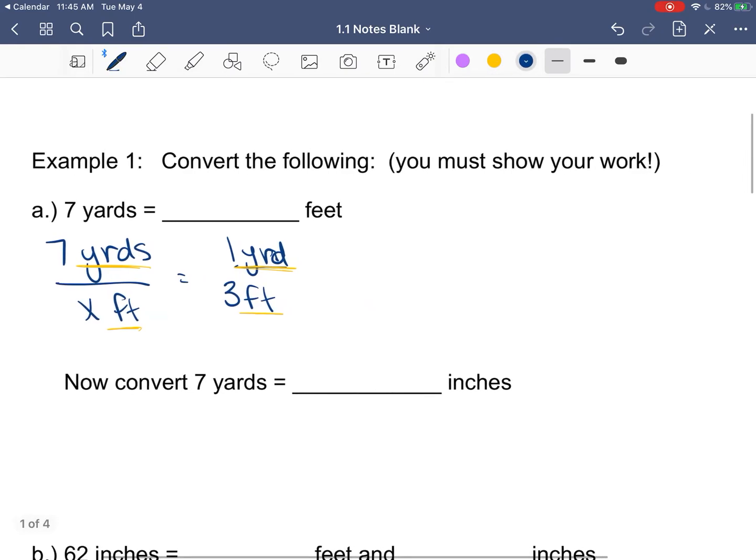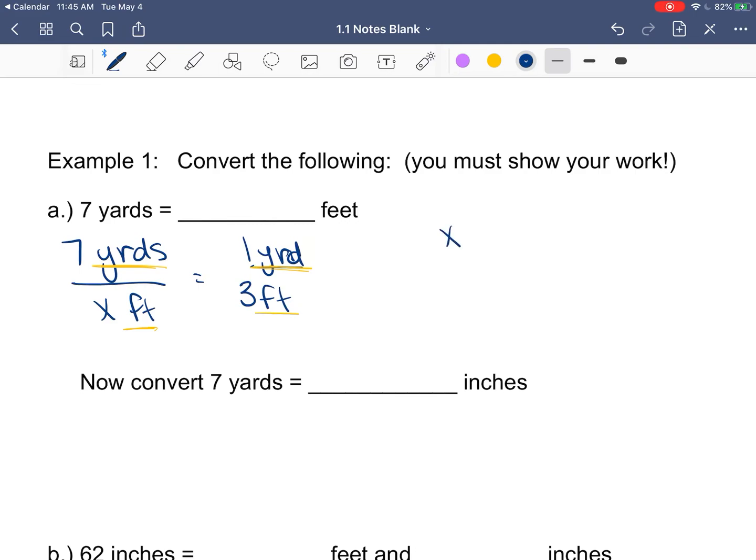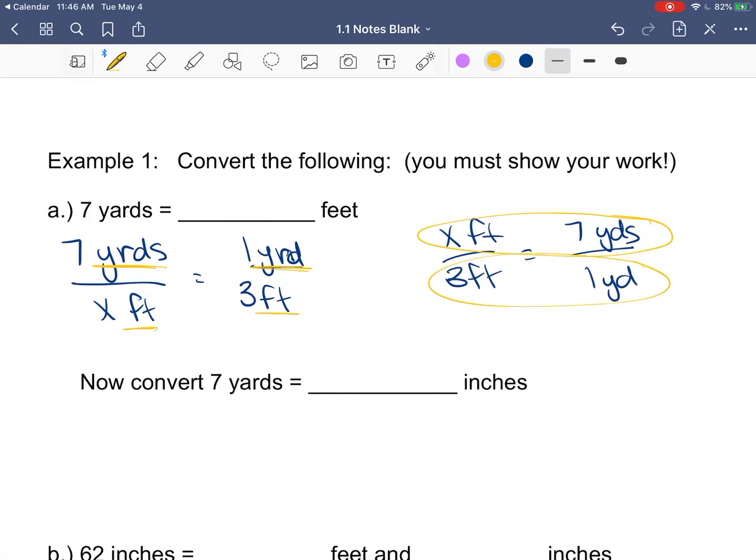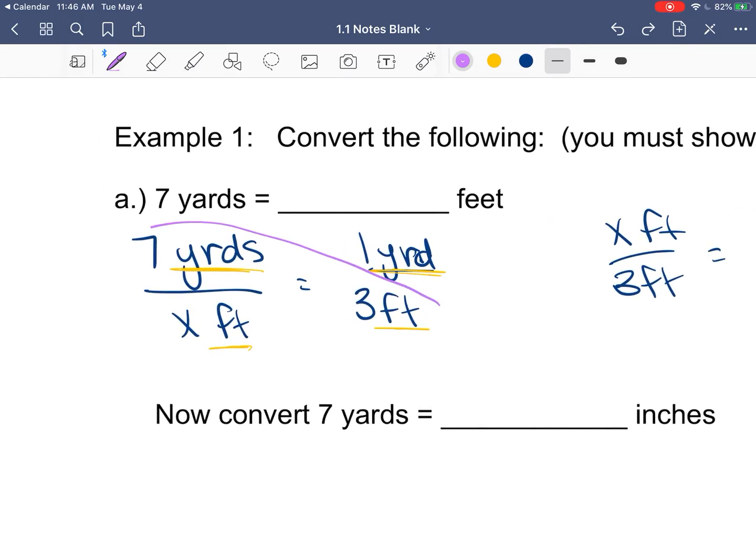You could also set it up like X feet over 3 feet equals 7 yards over 1 yard, and have yards and yards and feet on the same side, but knowing that this is what you're given and what you're looking for, and the bottom part is your conversion factor. When we are solving, if we're looking for X, we want to multiply the pair, divide by the spare, and so that's going to be 21 feet. So everything's going to have units.